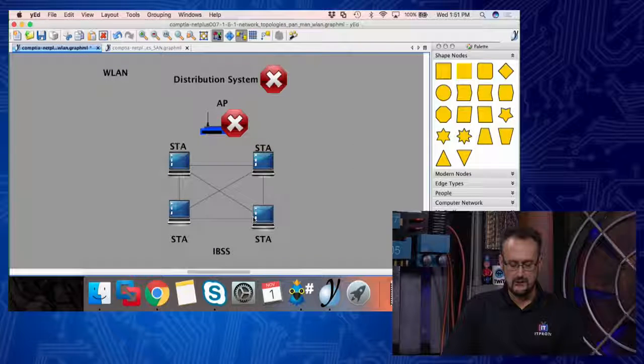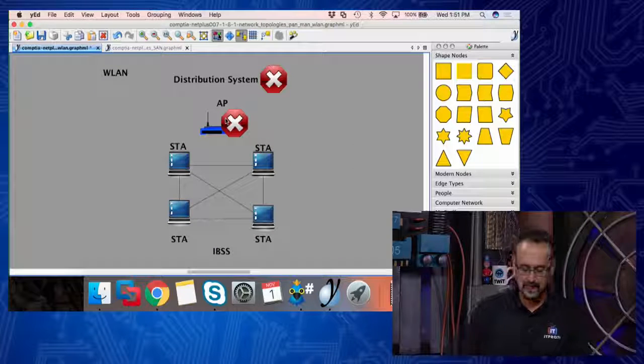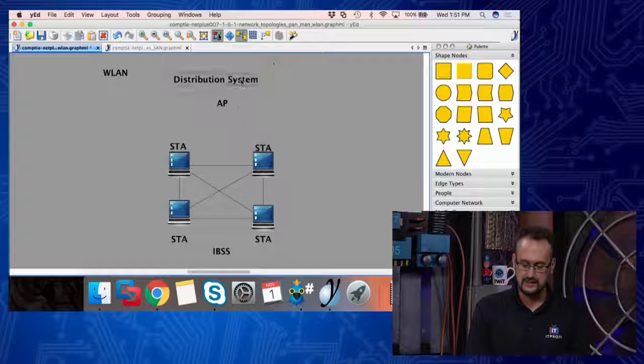Now, the other thing that we also have to keep in mind is that if I do not have an access point, and honestly, I don't even have a distribution system, right? We don't even have to have a wireless network.